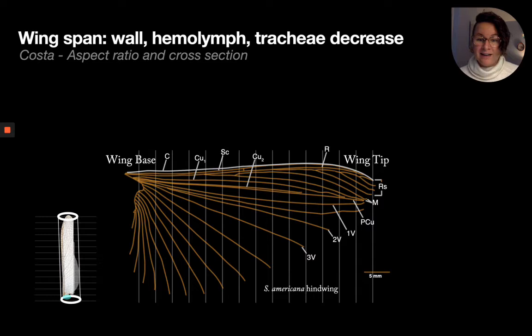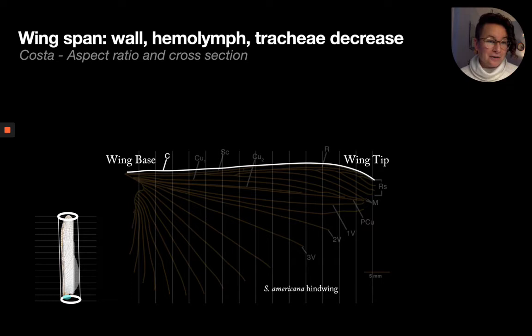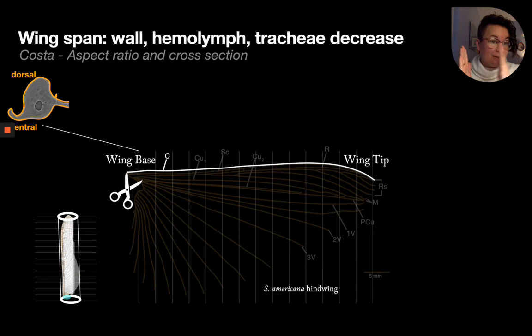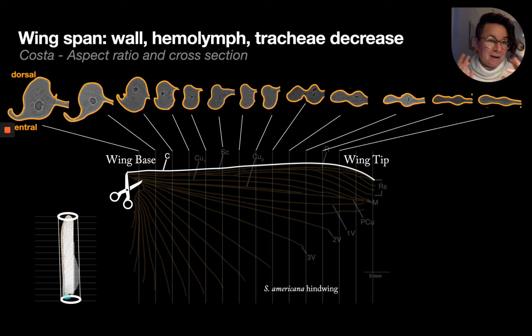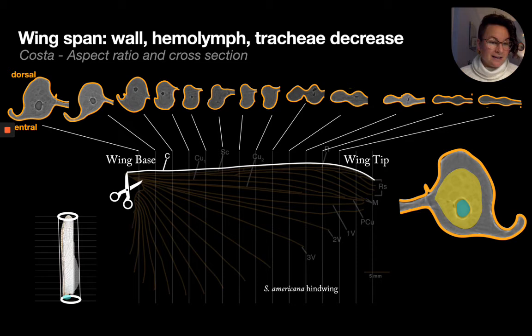Now, if we're to look at the span of the wing, let's go to the other direction and just highlight the costal vein for a moment. So the costal vein is that leading edge vein that confronts flow. It's often the stiffest and biggest vein. And if we take slices and look at all of the different scans across the wing, you start to see immediately that there is a dramatic change between the ratio of hemolymph to trachea and vein wall as we go from wing base to wing tip. And if we segment that, to specifically show you the trachea, the hemolymph, the vein wall, we start to understand the volumes there.